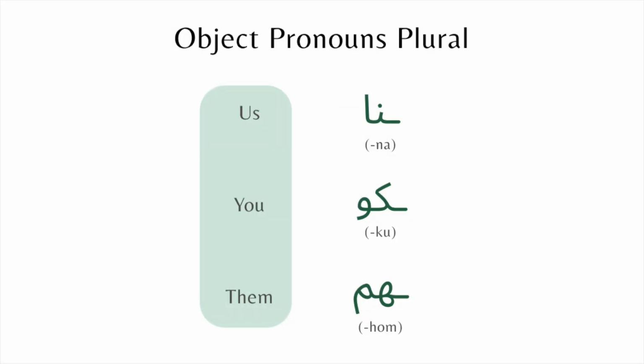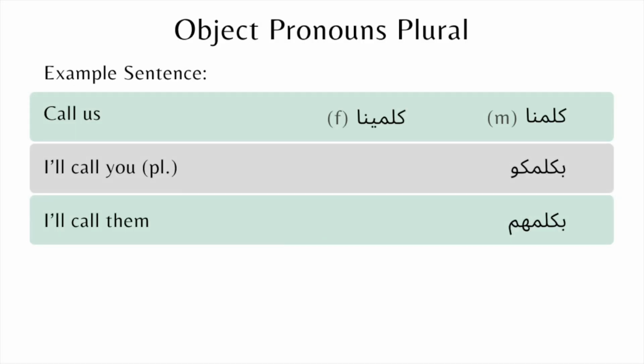Moving on to the plural object pronouns, these are also suffixes that you tack on to a word. For us, the suffix is na. For you, it is ku. For them, it is hum. Let's hear these suffixes in example sentences.